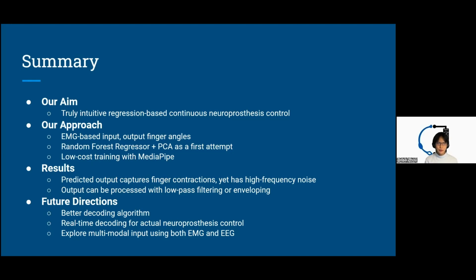The preliminary training results we have obtained show that it is indeed possible to use a regression algorithm to capture finger contractions, yet there is significant high-frequency noise in the raw prediction. The noise can be handled by further processing with methods such as low-pass filtering or capturing the envelope of the predicted output. Our future plans include developing a better decoding algorithm, then completing real-time decoding for actual neural prosthesis control, and exploring multimodal input using both EMG and EEG for neural prosthesis control.